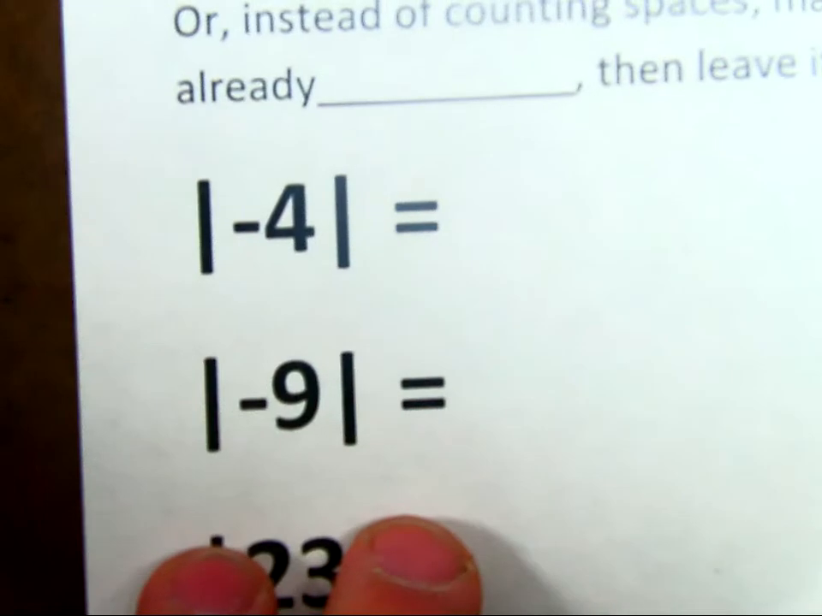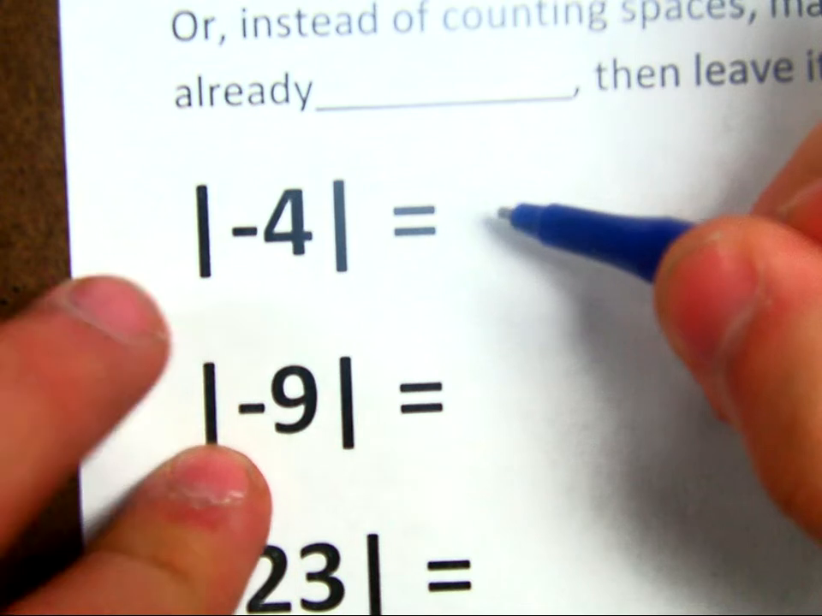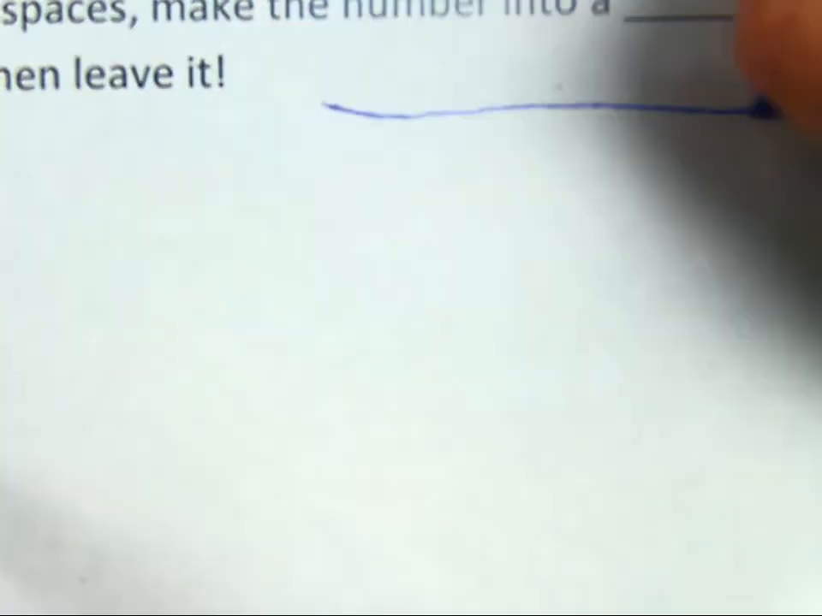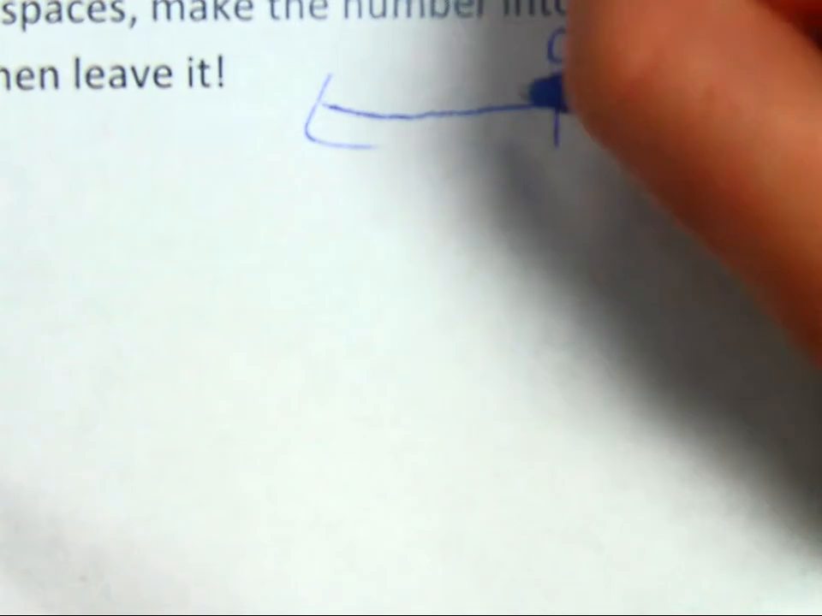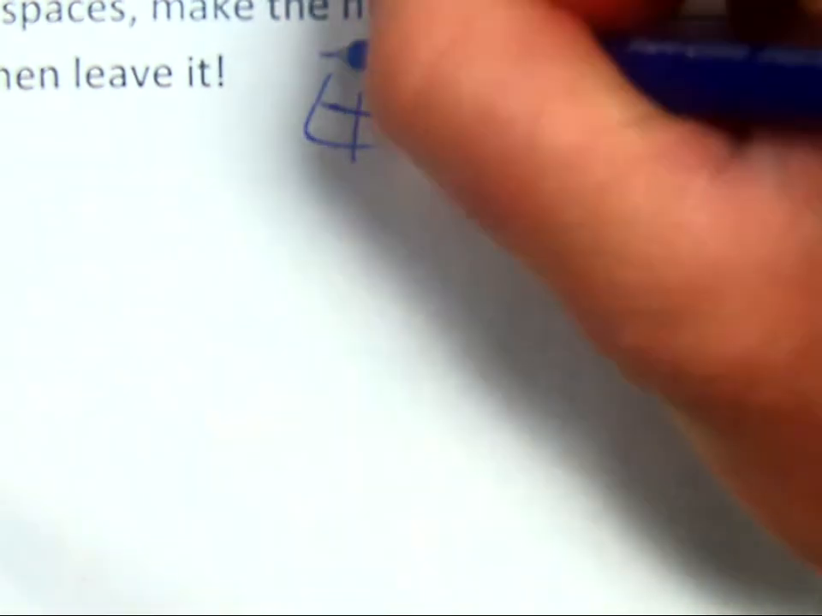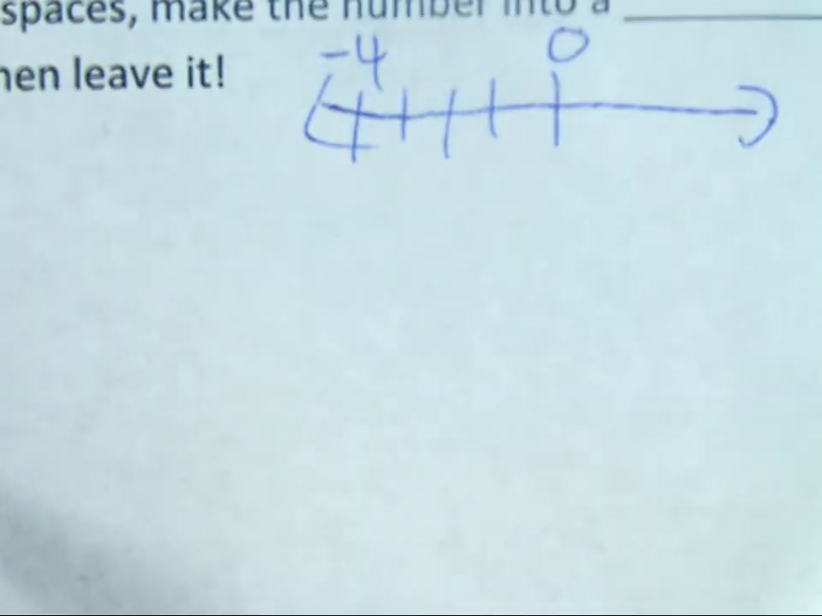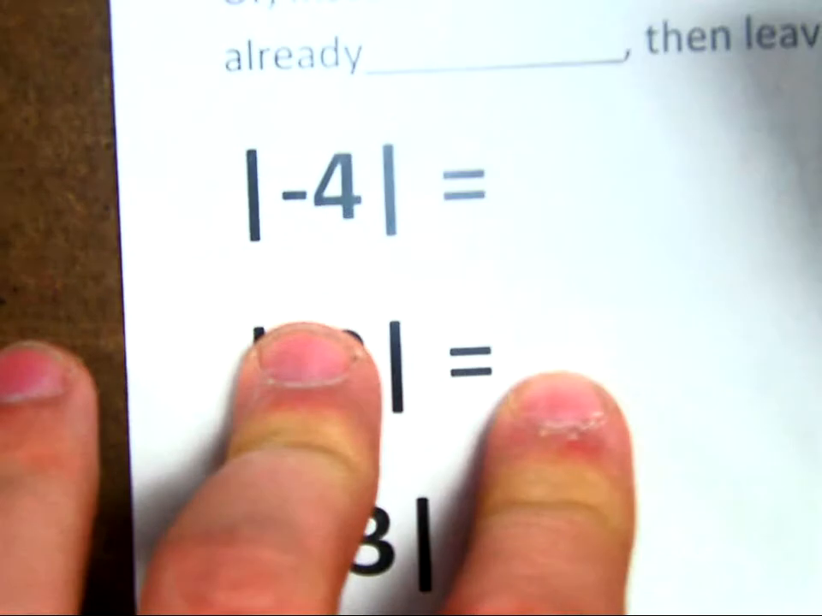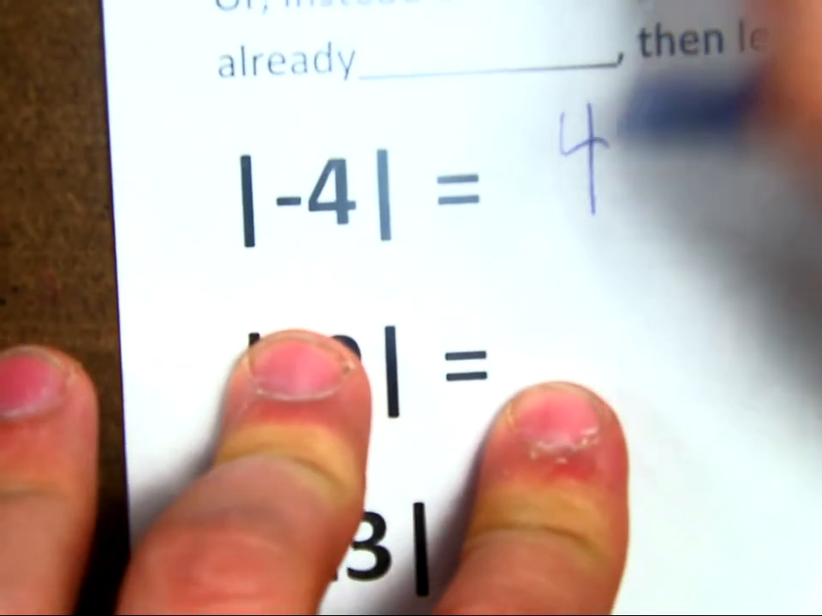It doesn't change anything. The absolute value of negative 4 is the distance negative 4 is from 0. If we have a number line, draw a number line over here. We have 0. Negative 4. Negative 4 will be 1, 2, 3, 4 spaces from 0. So the absolute value of negative 4 will be 4.